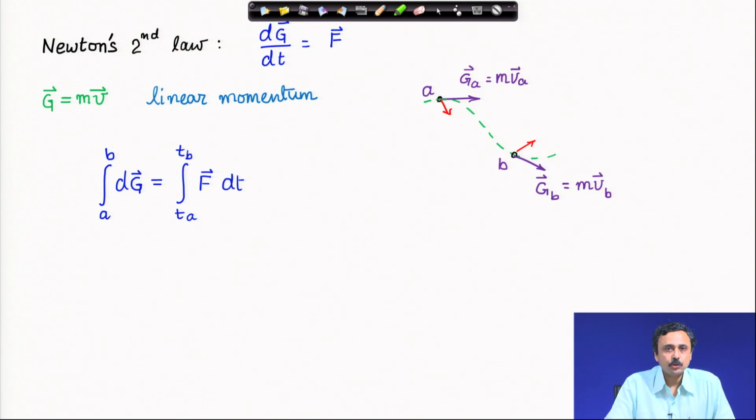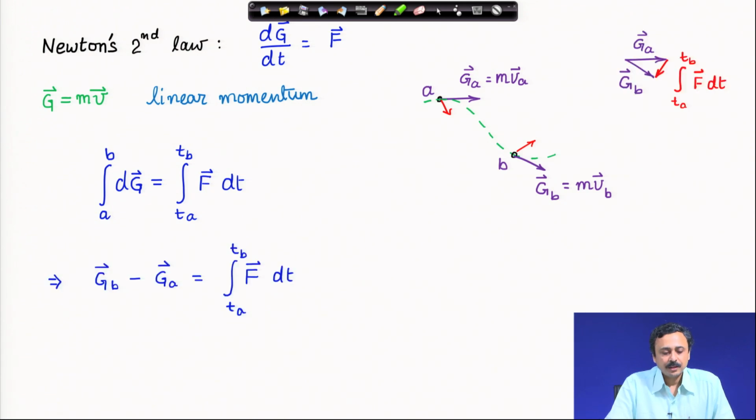The left hand side is a total derivative. Therefore, I can write the change of linear momentum as G at B, the linear momentum at B, minus the linear momentum at A, at location A. So, this is the left hand side. What is the left hand side?